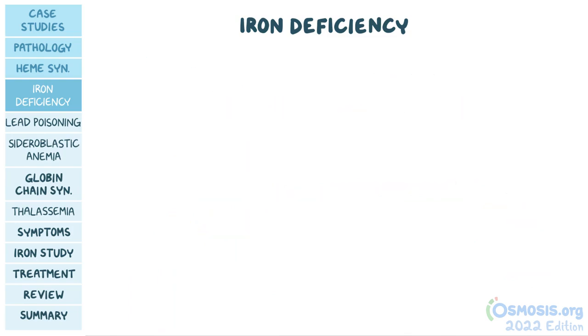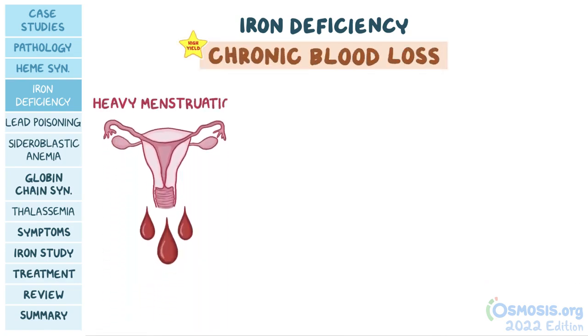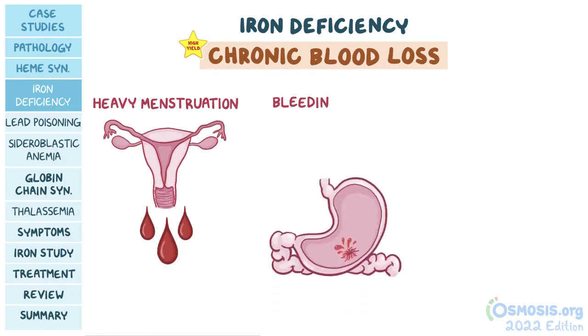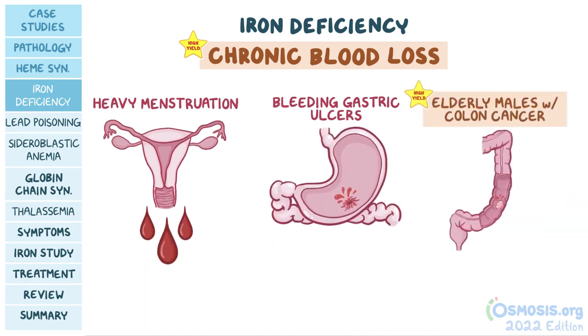The most common cause of iron deficiency is chronic blood loss. This includes women with heavy menstruation, or people with bleeding gastric ulcers, and most importantly, elderly males with colon cancer that can bleed.